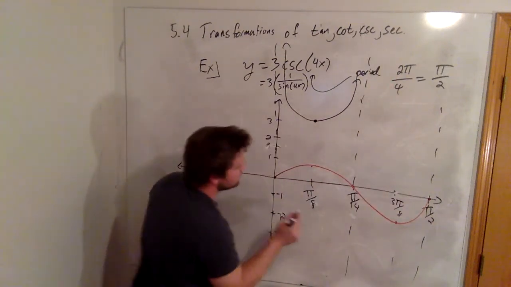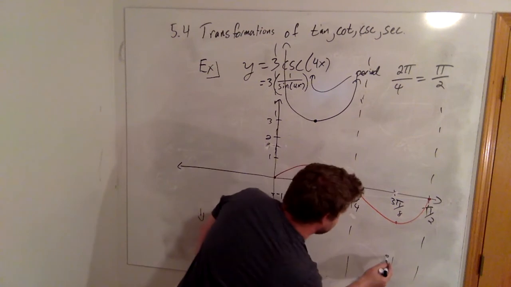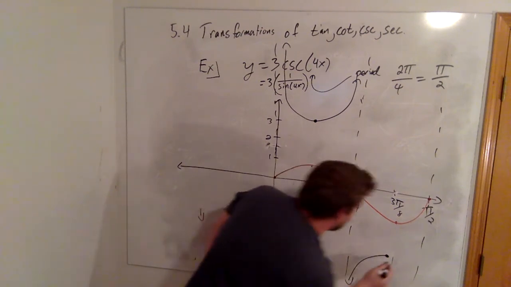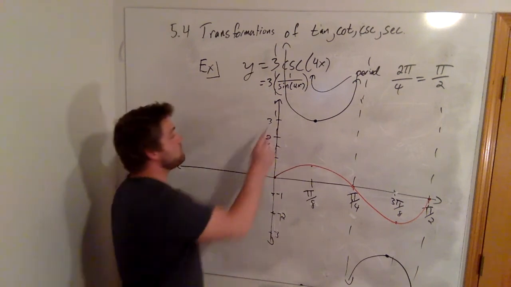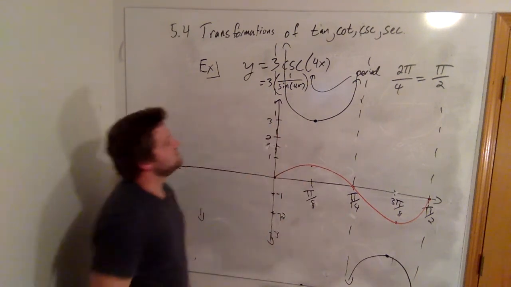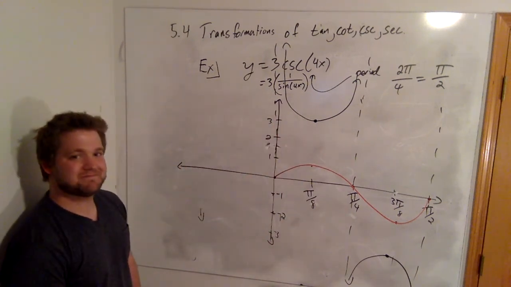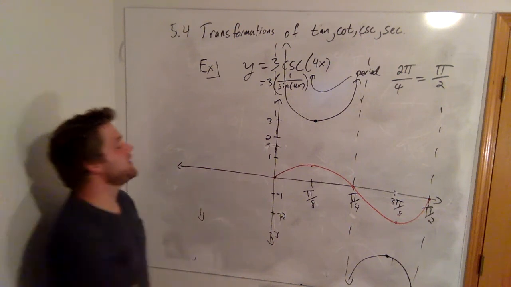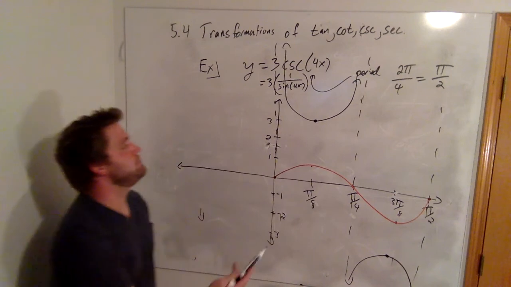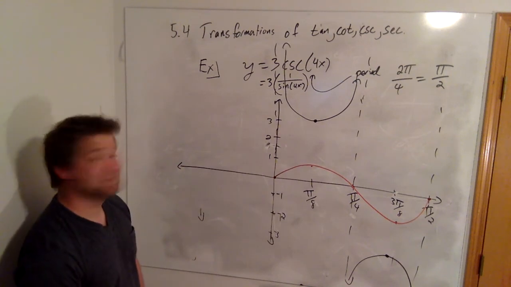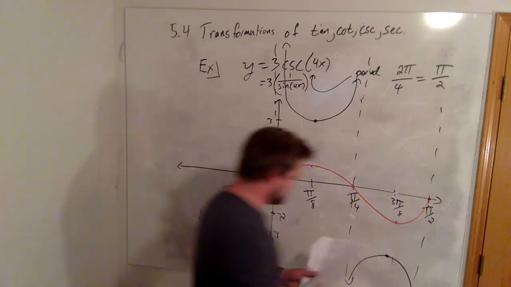-2, -3. So I'll be down here at -3. Sorry, I don't have a whole lot of room. But here, what we have in black is 1 period of 3 cosecant of 4x. Okay, just paying attention to the black and not the red. The red is just for reference to help me piece this graph together. Okay, let's do another one.